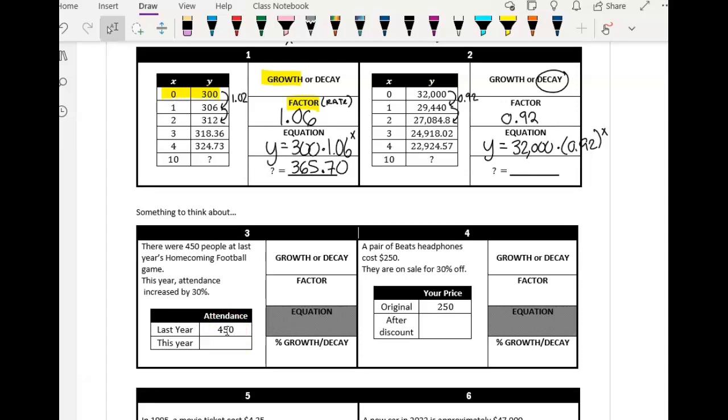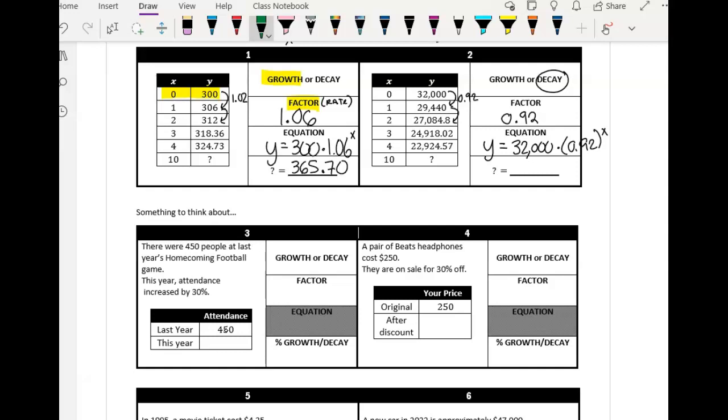I want you to think about, let's actually start with number 4, because it's easier to wrap our head around. All right? These are going back to percent problems. We've got a pair of headphones that cost $250. They're on sale for 30% off. Well, how do I figure out how much money am I saving and how much money am I paying? Like, what's the cost of these headphones?